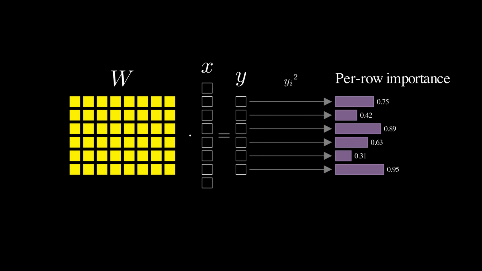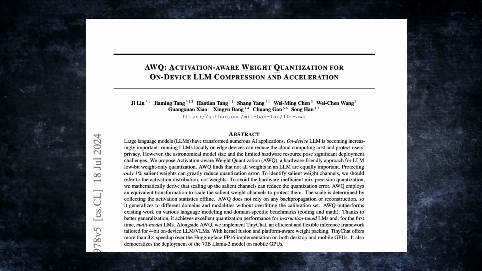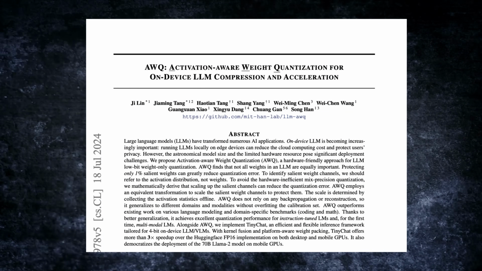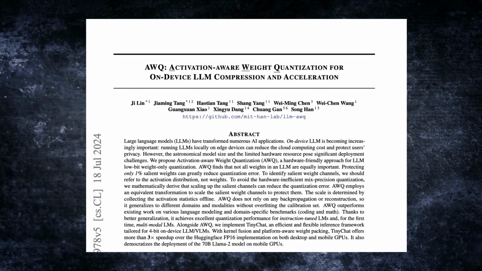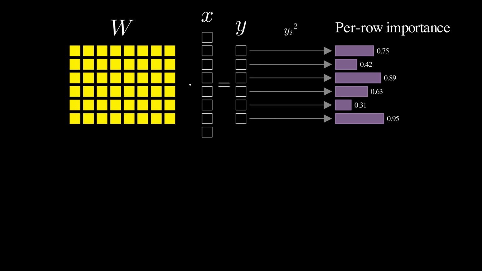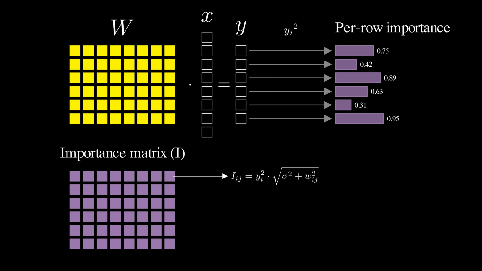Then, the importance score for each row is given by the squared output activation for that row. This idea was borrowed from an older algorithm called activation-aware quantization, or AWQ. The final importance matrix combines the per-row importance with the magnitude of each individual weight. The more interesting question is, how do we leverage the importance matrix to allocate more precision to the important weights?